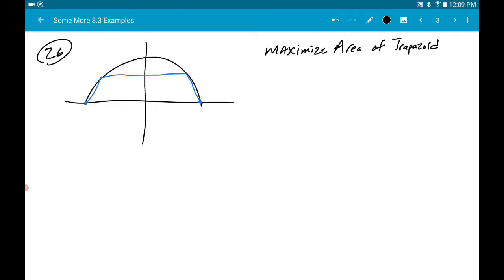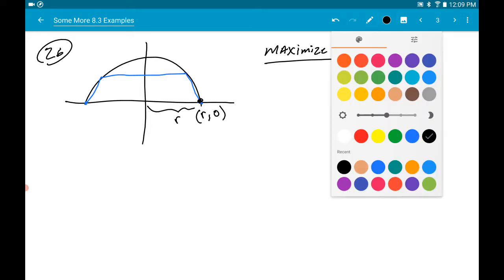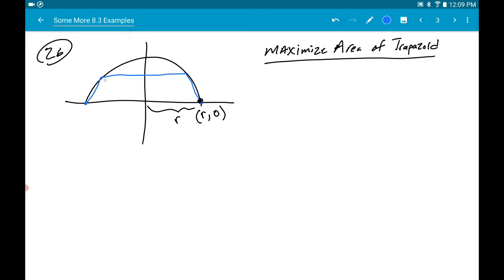All right, number 26. I think this is one of the harder questions. It says, what's the largest trapezoid, so that's this, that can fit in a semicircle with radius r? So I have this arbitrary circle. So this distance right here is r. And I want to maximize the area of this blue trapezoid.